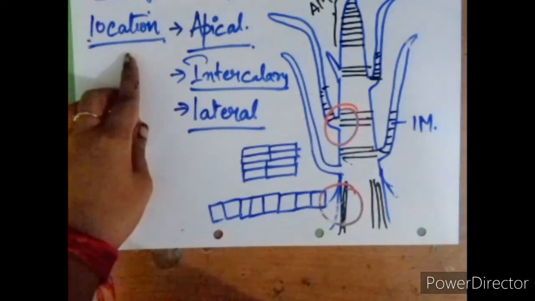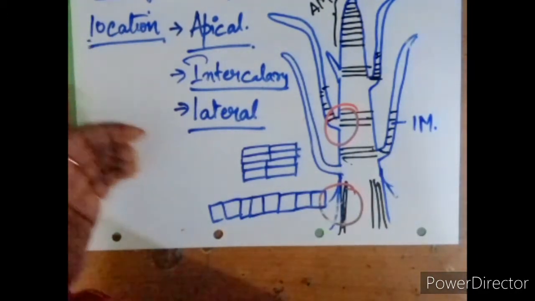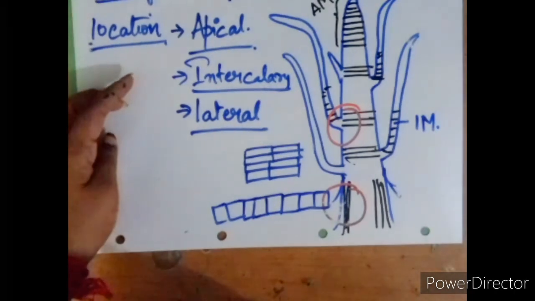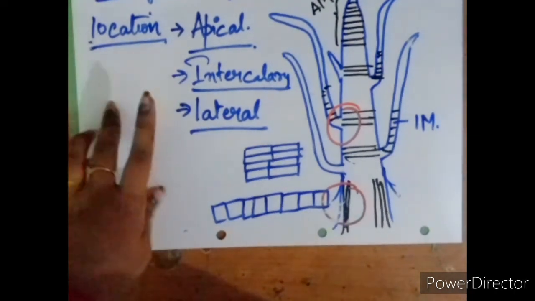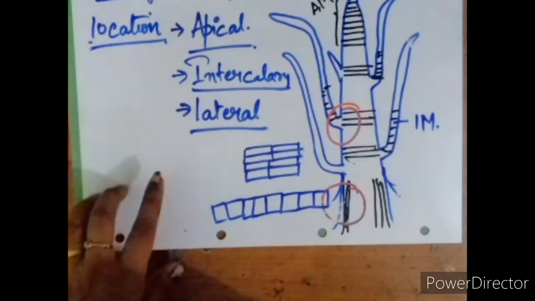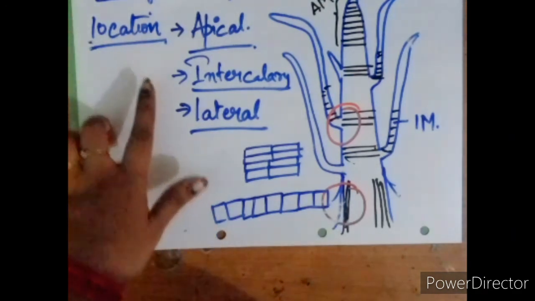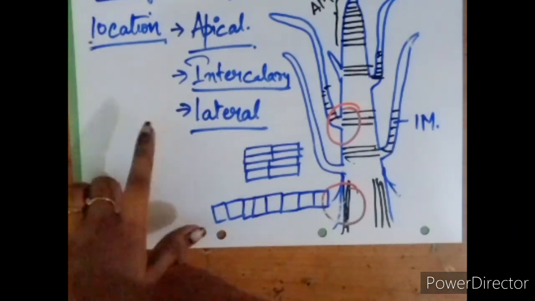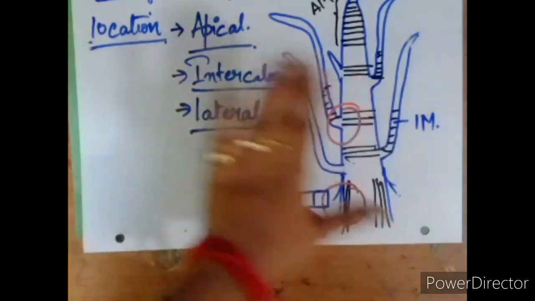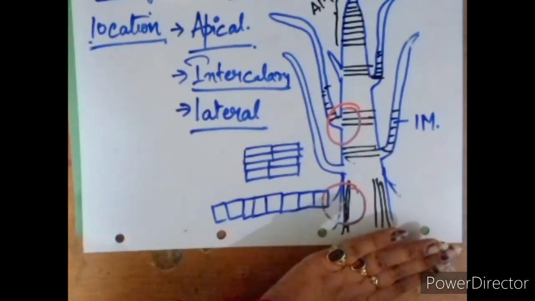Now how many meristems have we understood on the basis of location? The first one was the apical meristem, the second was the intercalary meristem, and the third one is the lateral meristem. Clear? So I think this portion is clear to you properly.